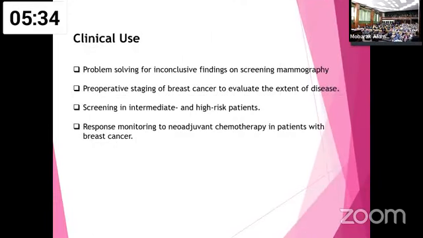There are many uses for contrast enhanced mammography. Among the commonest uses, it is a problem solving tool in cases of inconclusive findings on screening mammography. It's used in females who are recently diagnosed with breast cancer for staging, and it can be used as a screening tool in intermediate and high-risk patients, and to monitor the response to chemotherapy in females with breast cancer.